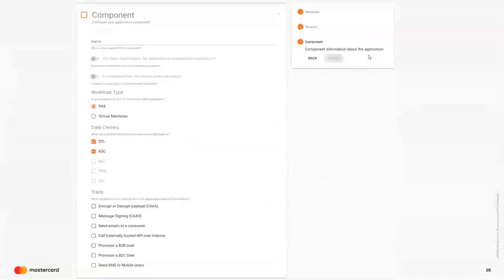And then for their application piece, they can define the components that their application consists of. They can define the type of workload. We give them the option to select multiple data centers. And then we have different traits that we consider dependent services that allow the application team to say, yes, I need certificates, I need message signing, I need to be able to provision a user, I need to be able to send SMS to mobile users, types of dependent underlying services that are available for them to consume.